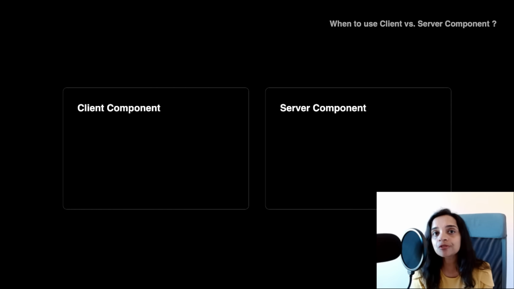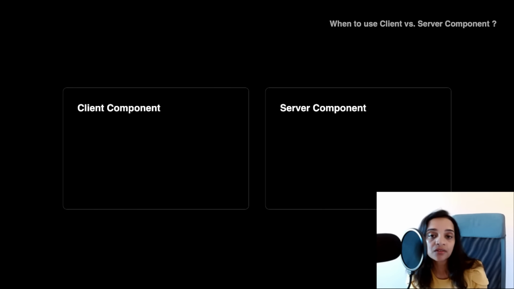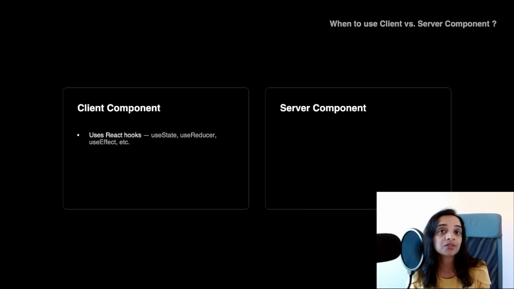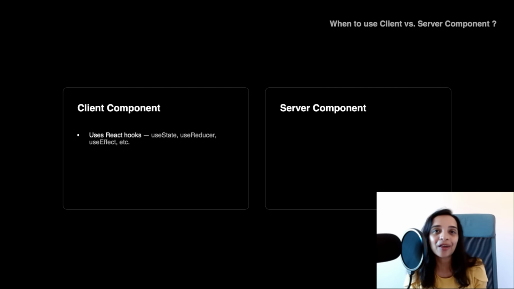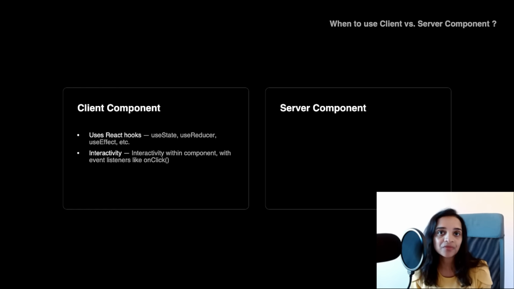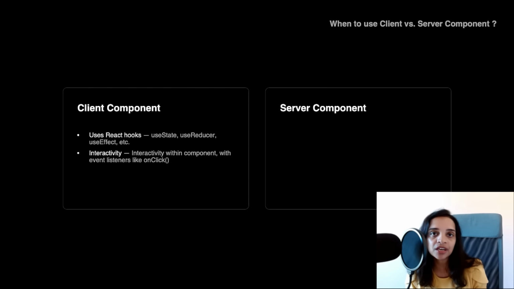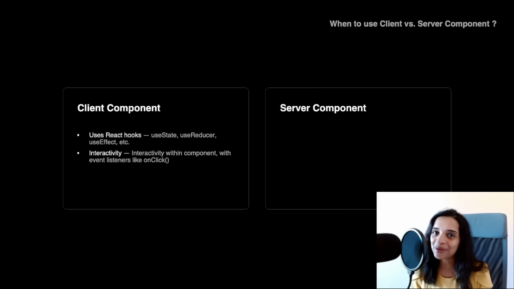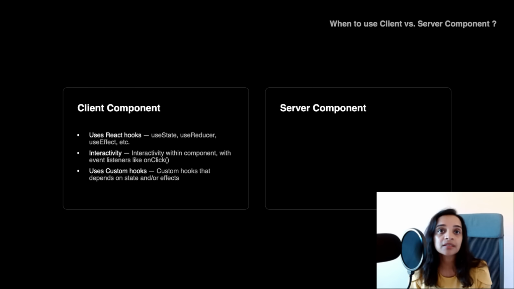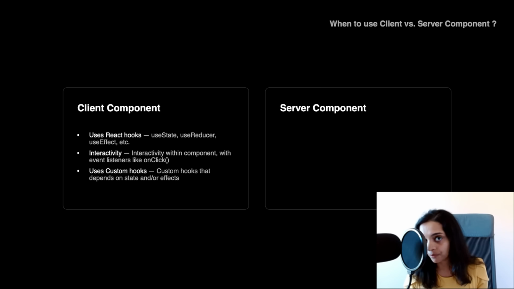This brings us to the question of what a client component is. When do you use a client component versus a server component? If you have hooks like useState, useReducer, and you know that the component state would change at some point, then it's going to be a client component and it cannot be a server component. If you have interactivity within that component, things like a button click or a navigation bar and so on, that would be a client component as well. Any custom hooks and event listeners are all part of client components.